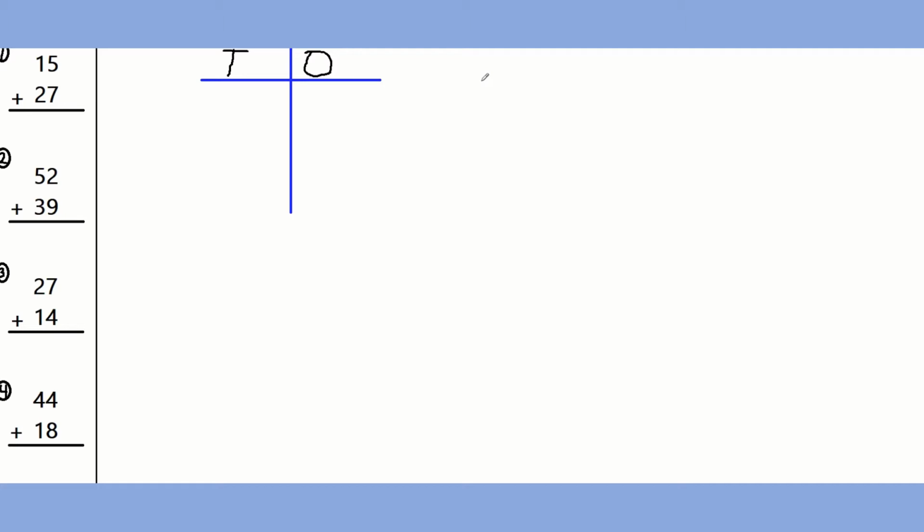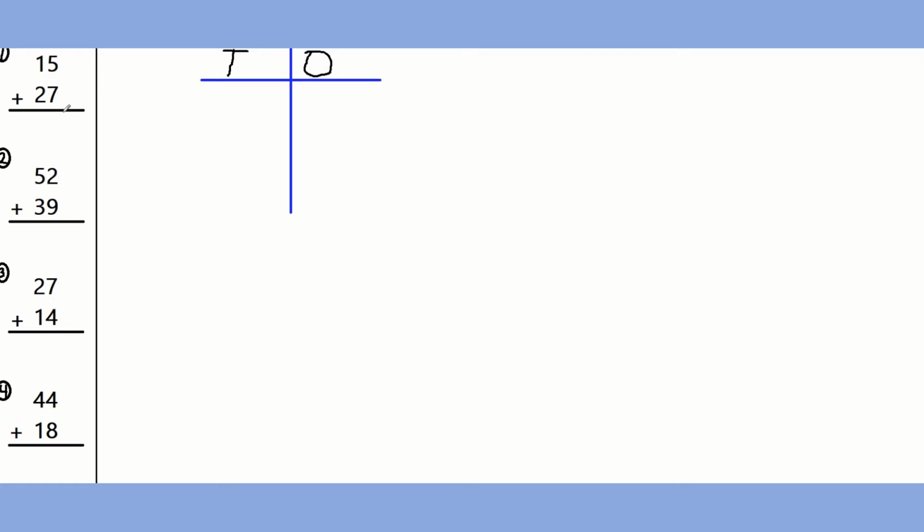Today we are going to review adding with two-digit numbers and regrouping. Now remember, regrouping means that we're taking our ones and putting them in groups of 10 so we can move them to the tens column. Now, all of these problems, 1 through 4, we're going to be completing together. And each of these problems, we're going to have to regroup.